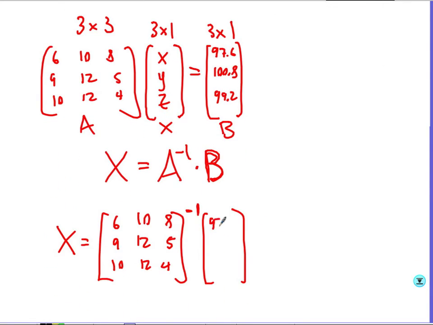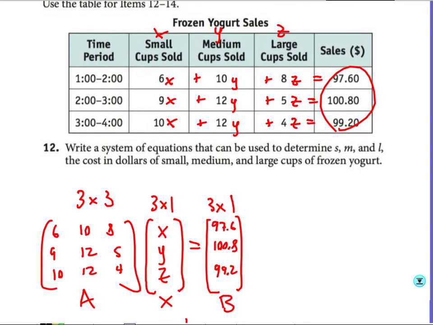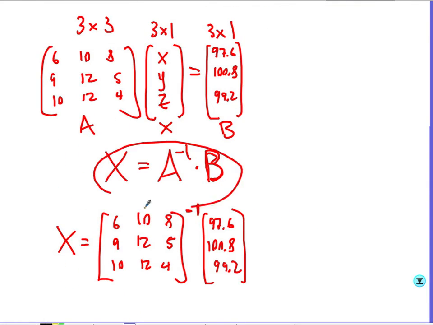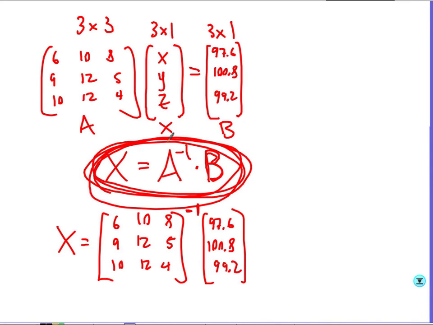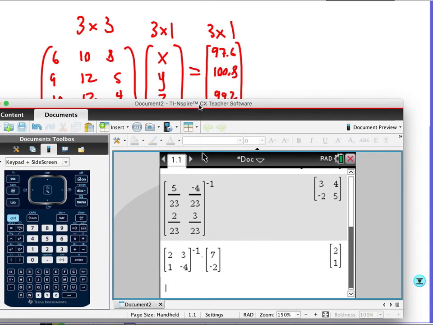So 97.6, 100.8, and 99.2. So just by taking this equation, I can apply it to any system of linear equations and set it up where I can find matrix A easily, put in the inverse of it, and multiply it by matrix B. Just remember this matrix equation. Use your calculator to plug it in.